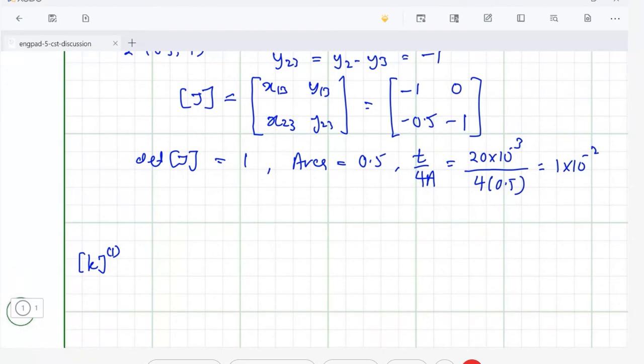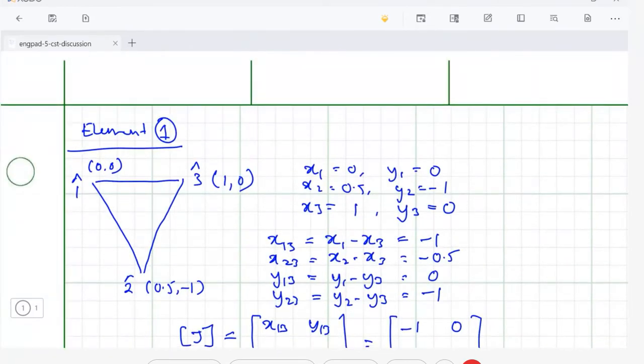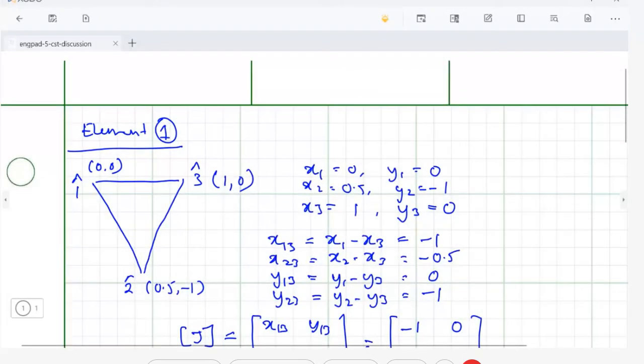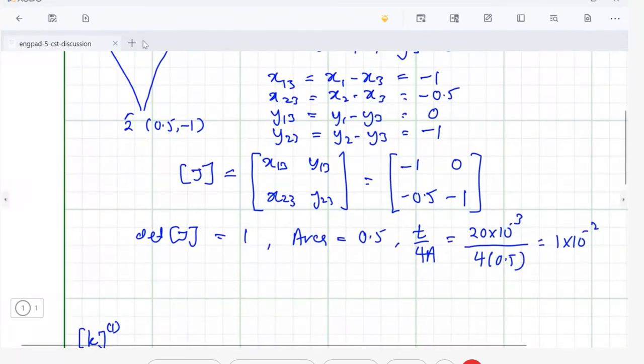We need to take a look at the formula. So look at element number 1. How many unknown degrees of freedom are there in this problem? We know that Q1 and Q2 are 0 here, and Q5 and Q6 are 0 over here. But we only have Q3 and Q4. So in this case, it's a 2 by 2 matrix for element number 1.